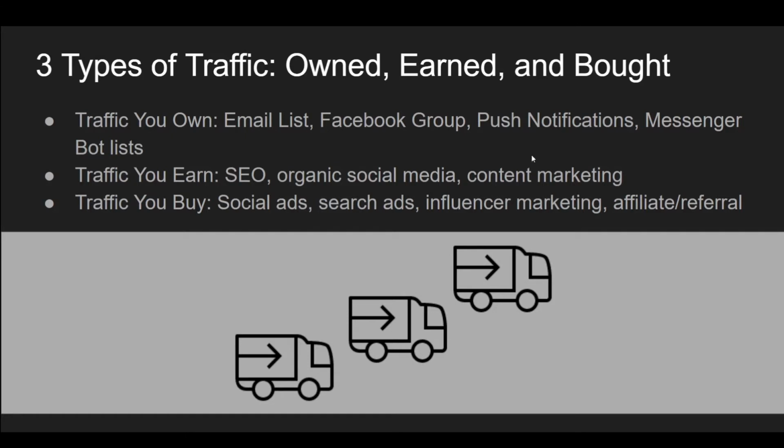The three types of traffic are owned traffic, earned traffic, and bought or paid traffic. Traffic that you own comes from places like an email list, a Facebook group, push notifications, and messenger bot lists. Traffic that you earn comes from sources like search engine optimization, organic social media, and content marketing. And traffic you buy comes from sources such as social ads, like Facebook ads and Instagram ads, search ads like Google ads and Bing ads, influencer marketing, and affiliate or referral marketing.